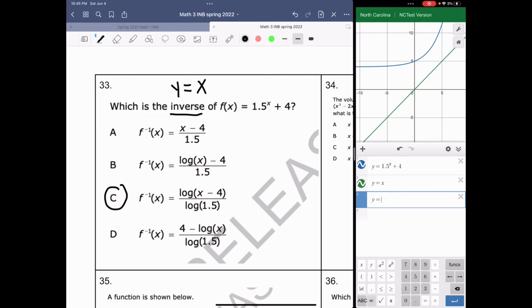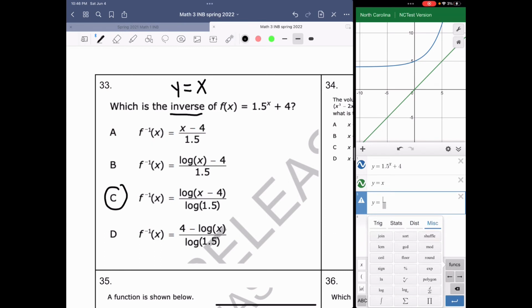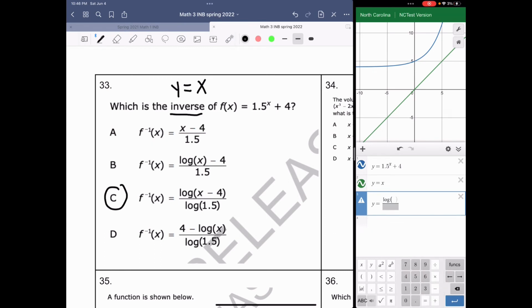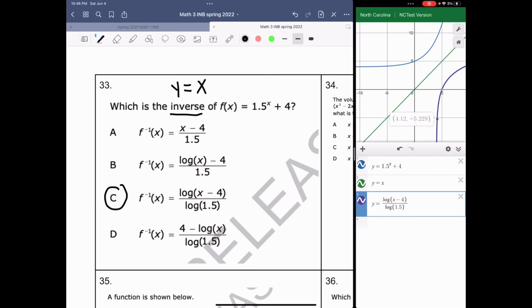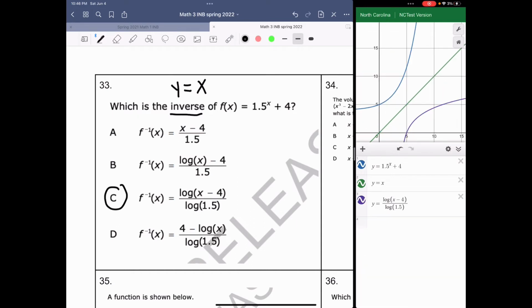And then if we put this one in, so we have log of x, and then we're going to subtract 4, and then, oops, that is not correct. That's on the outside of the parentheses, so let's redo that. And then we have log of 1.5. You can see that that is symmetric. You can even check a point if you want to. You could check the 0, 5 and 5, 0 because they should flip with each other.